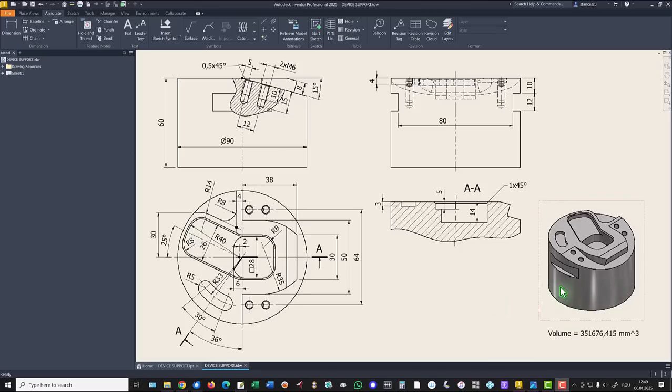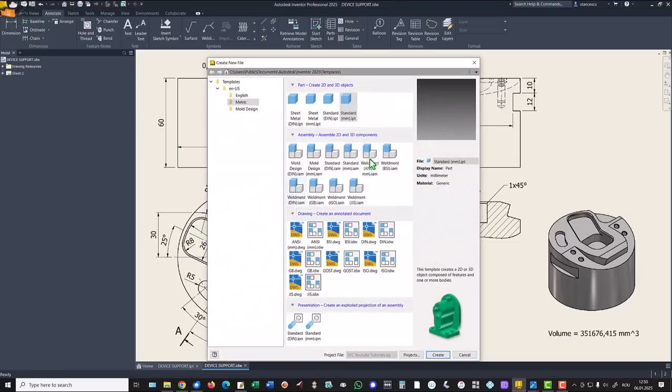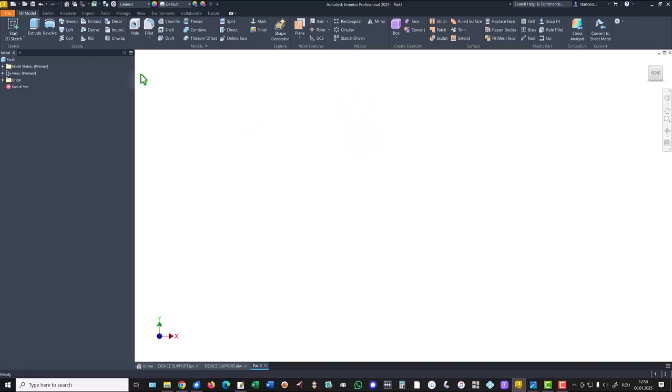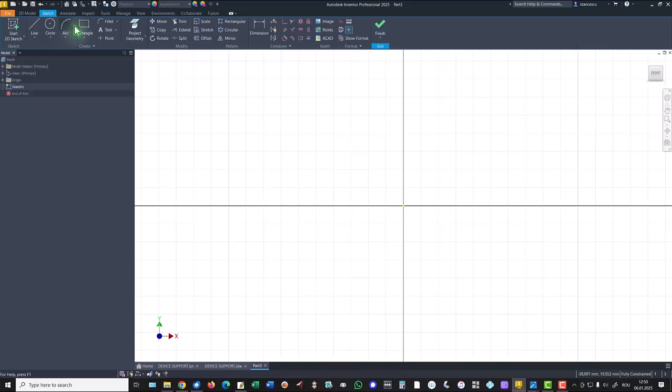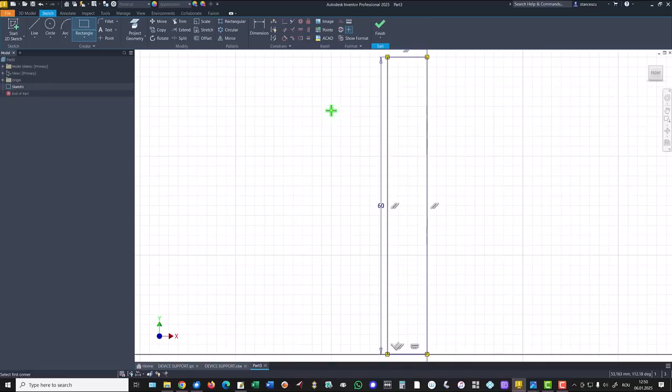We start by creating this cylinder. Dimensions: diameter 90, length of 60. New, standard millimeter, ipt. XY plane, rectangle, tab, 60, home. This is the center line, diameter of 90.